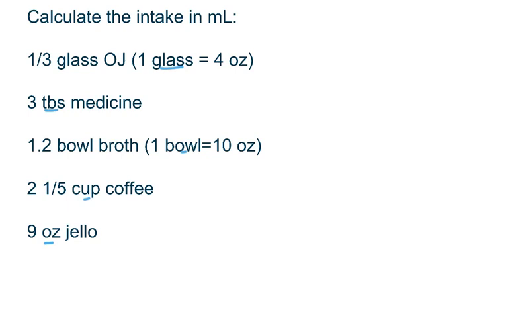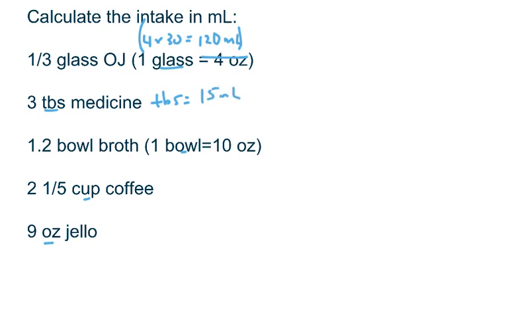So here, I have 1 glass that's 4 ounces, right? Well, I know that 1 ounce is 30 milliliters, and this glass is 4. So the first thing I'm going to do is I'm going to take 4 times 30 milliliters, and I get 120 milliliters. Now, since I've done this math, I don't need this information anymore because I've already broken it down into my milliliters. Okay? So now the next one, I have 3 tablespoons, and a tablespoon is 15.